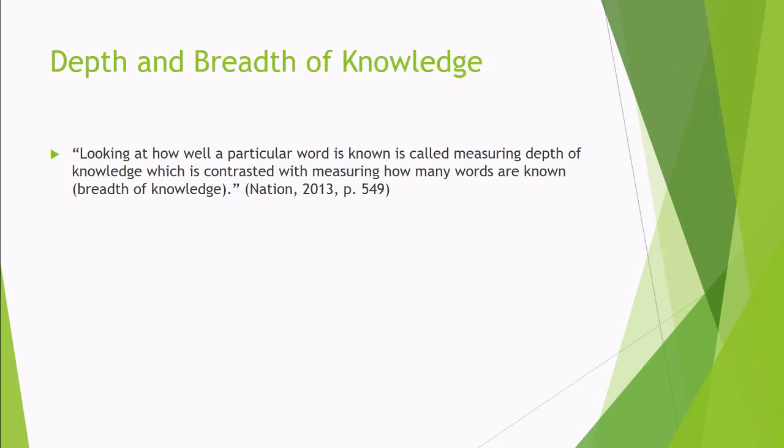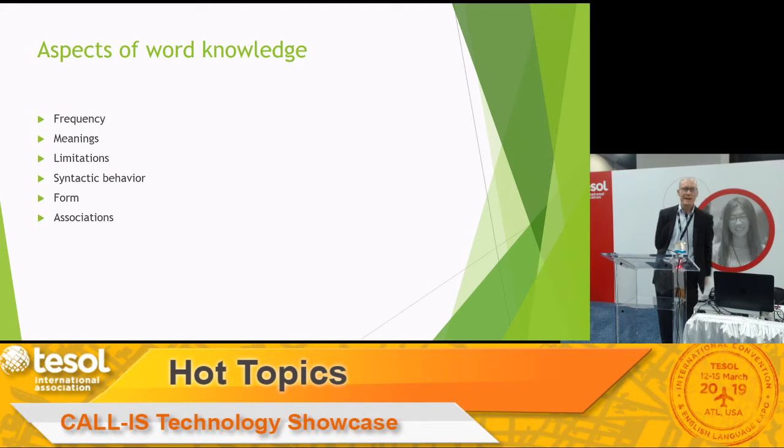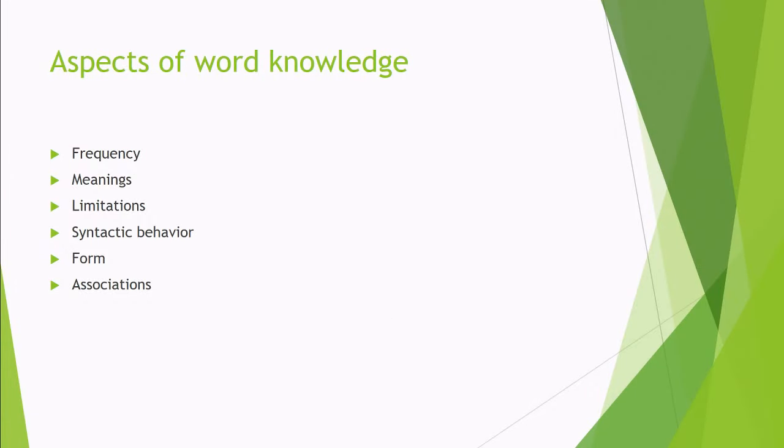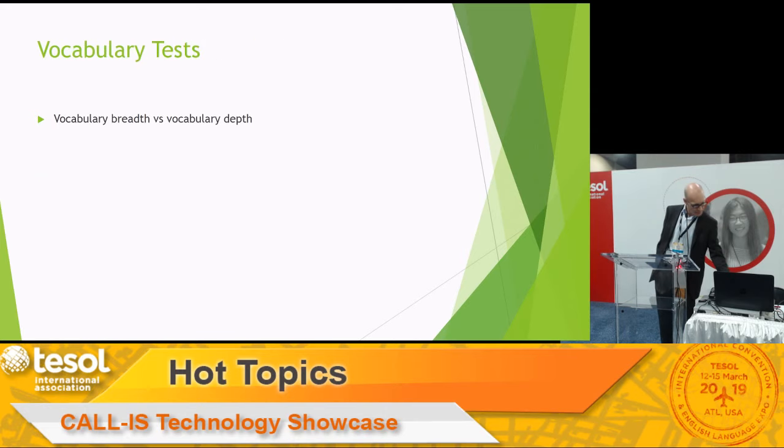First of all, vocabulary depth and breadth are different aspects of vocabulary knowledge. Vocabulary breadth is similar to the number of words a learner would know, and vocabulary depth is how well each word is known. So, for example, there are many different aspects of vocabulary knowledge, such as frequency, how often a word occurs in the language, its meanings, its limitations, syntactic behavior, form, and associations. Associations are the words with which a given word is used.